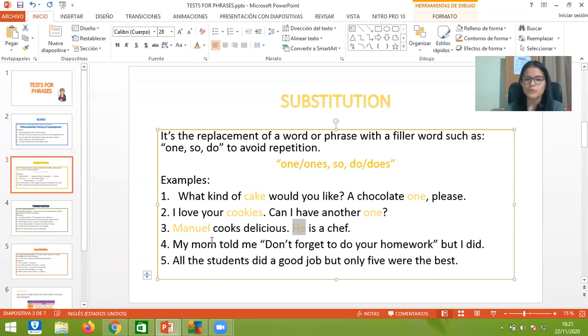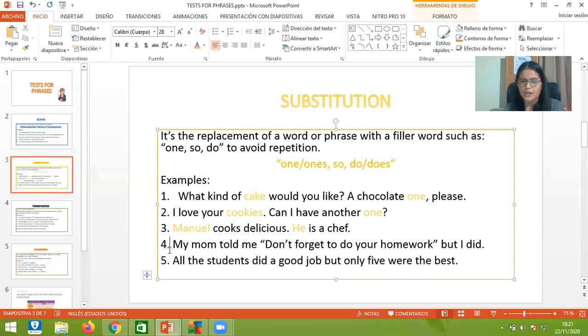Four: my mom told me, don't forget to do your homework, but I did. So I could say, my mom told me, don't forget to do your homework, but I forgot to do my homework. But it is not necessary. So we don't repeat this phrase and we only say, but I did.